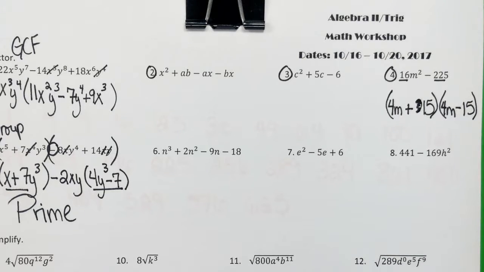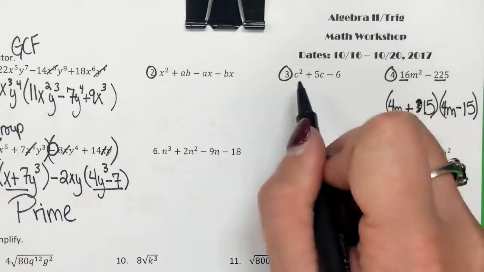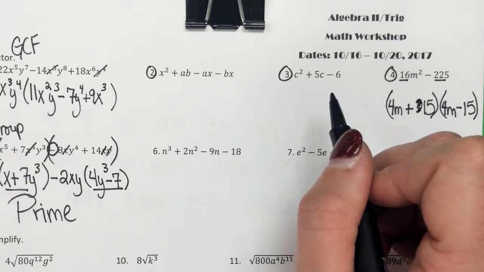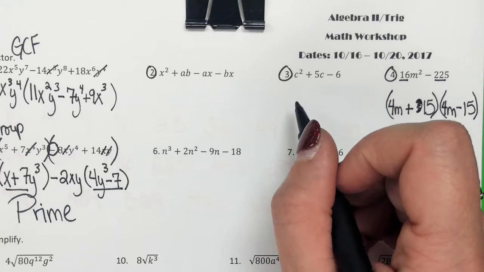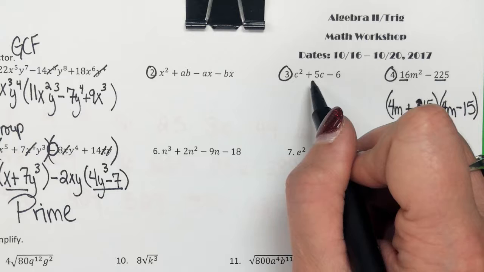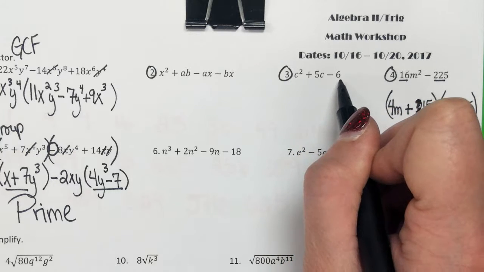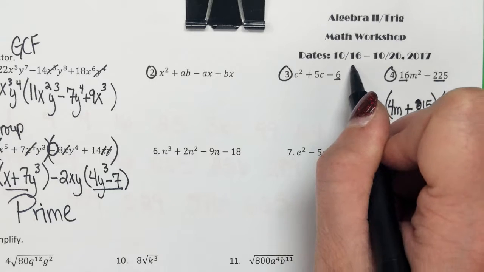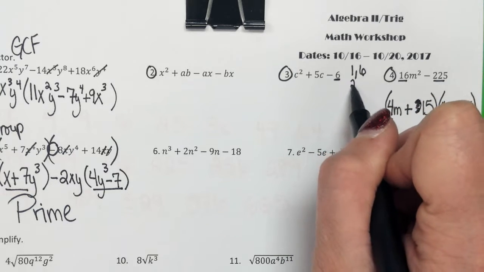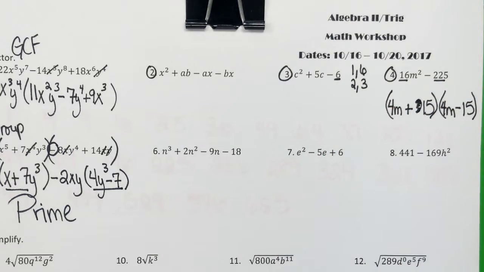Y'all okay? All right, number 3 has 3 terms, just like number 1 did, but number 3 does not have a GCF. Doesn't have anything in common. They don't all have a C, and there's not a number that goes into all 3 of them, okay? So we do factors of the back number. So 1 times 6 is 6, and 2 times 3 is 6.